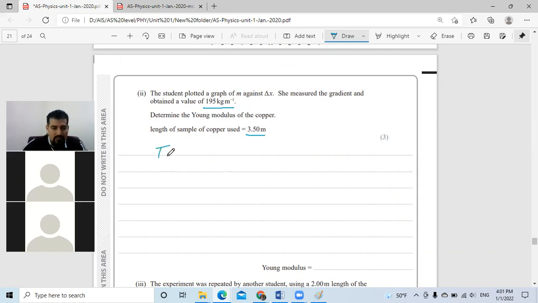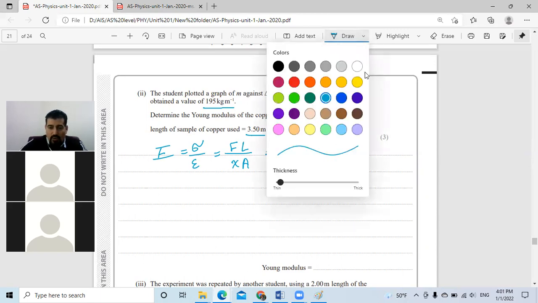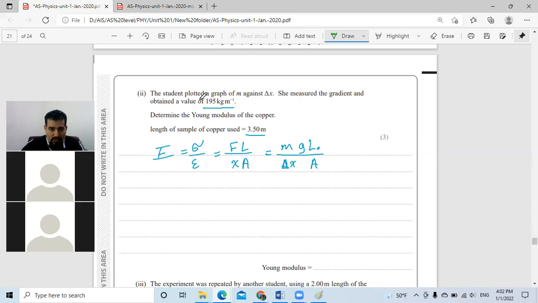We know that Young modulus equals stress over strain, which is FL over EA, or FL over delta X times A. Now, the force here is the mass multiplied by gravity acceleration, multiplied by the original length, divided by delta X, multiplied by the area. What they give us here is mass divided by delta X. And the area, we find from the previous part, and they give us the original length here, L. So we substitute the values.